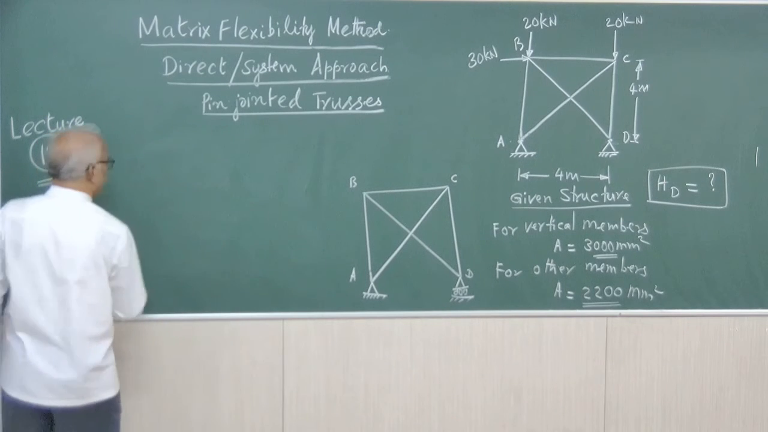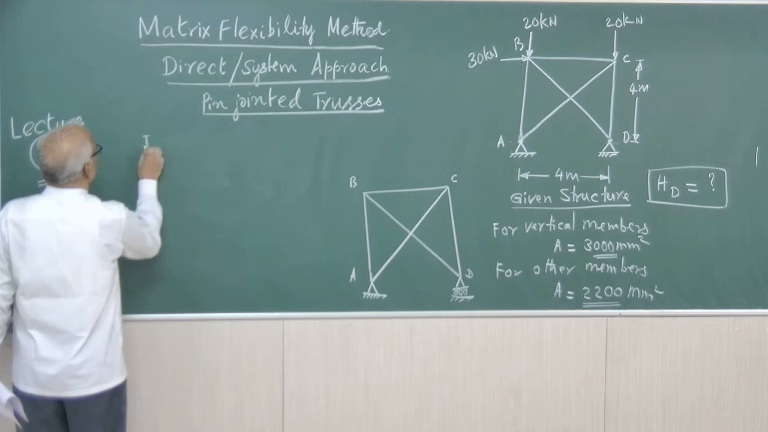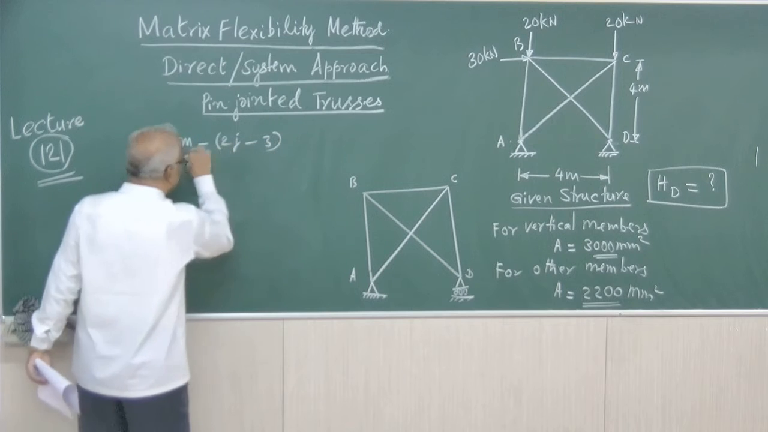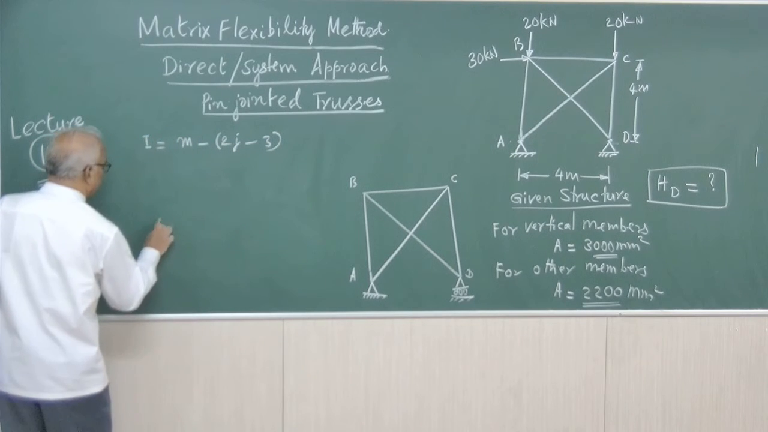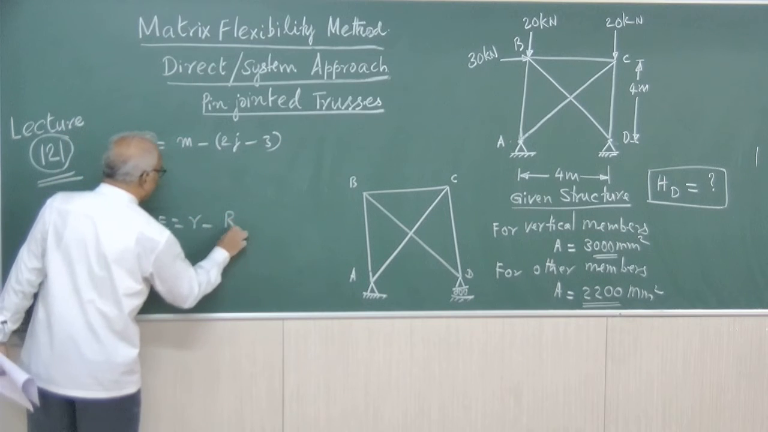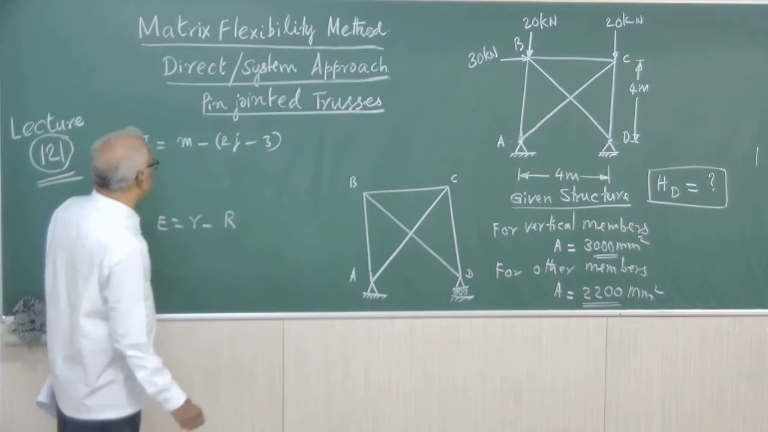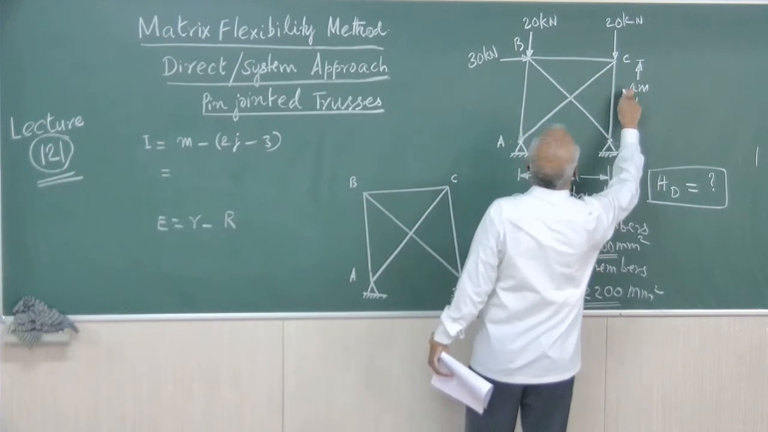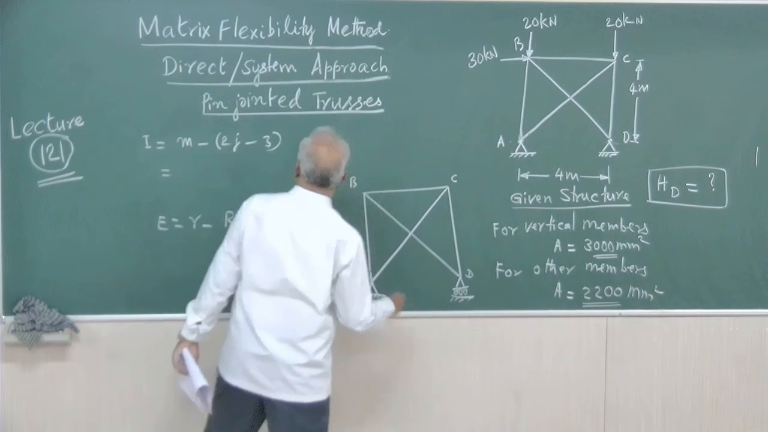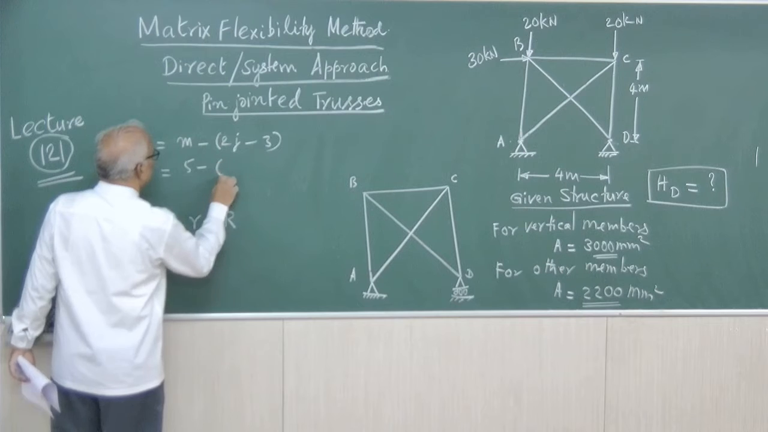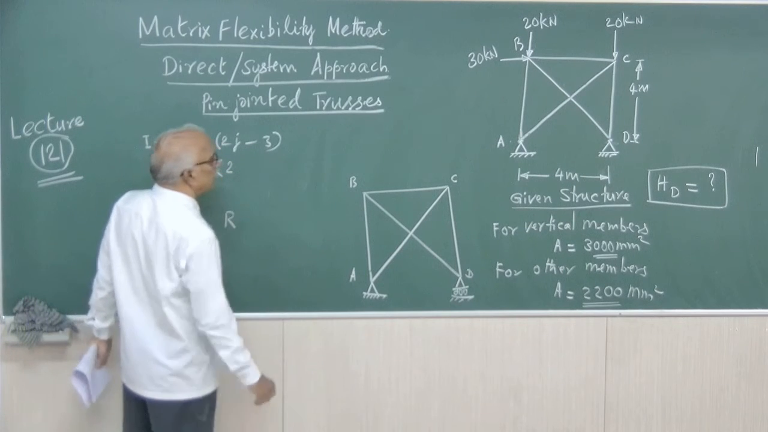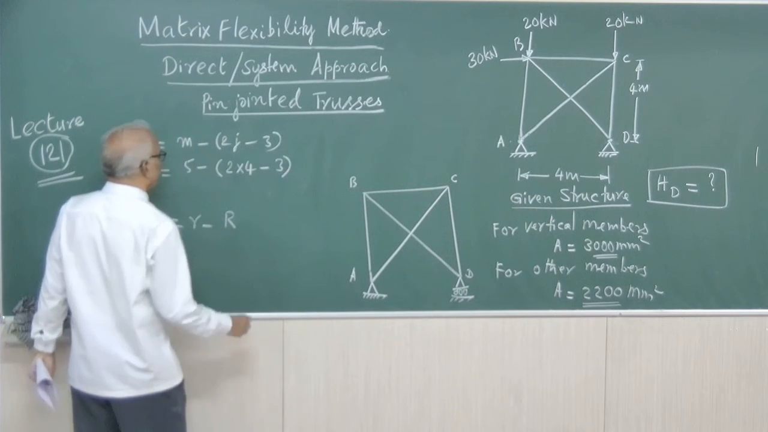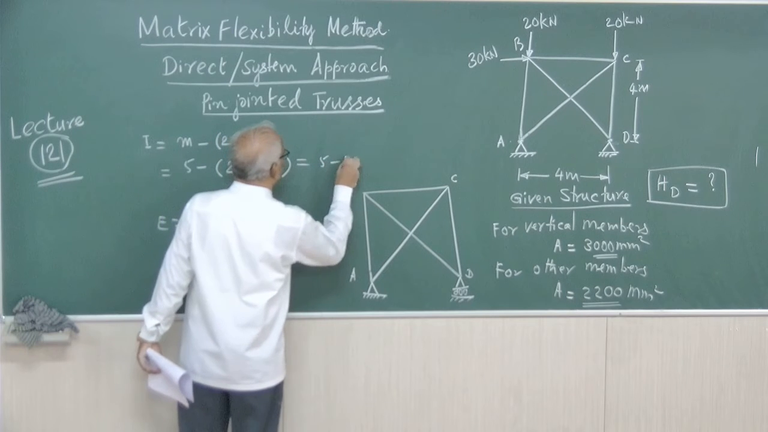We know, i equal to m minus 2j minus 3. This is for finding the internal indeterminacy. For finding the external redundancy, small r minus capital R. Now, in this problem, the number of members is 5: 1, 2, 3, 4 and 5. So, 5 minus 2 into the number of joints A, B, C and D, therefore 2 into 4, minus 3. So, 5 minus 5 equal to 0.